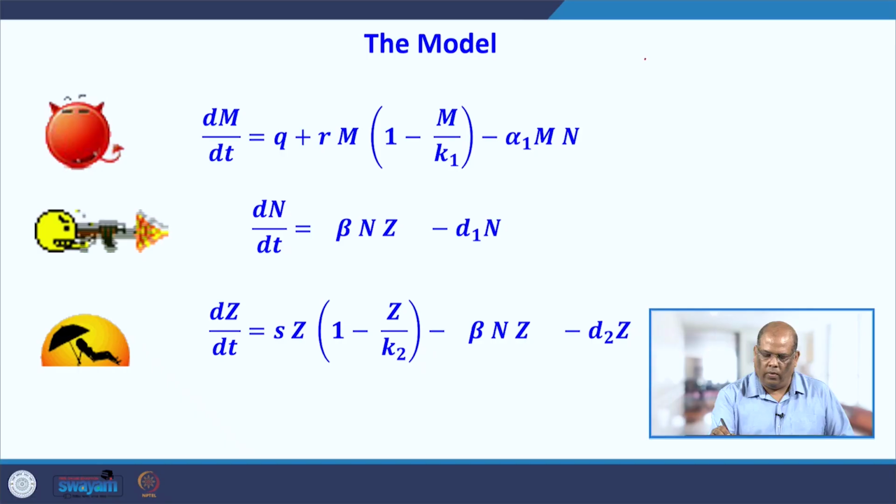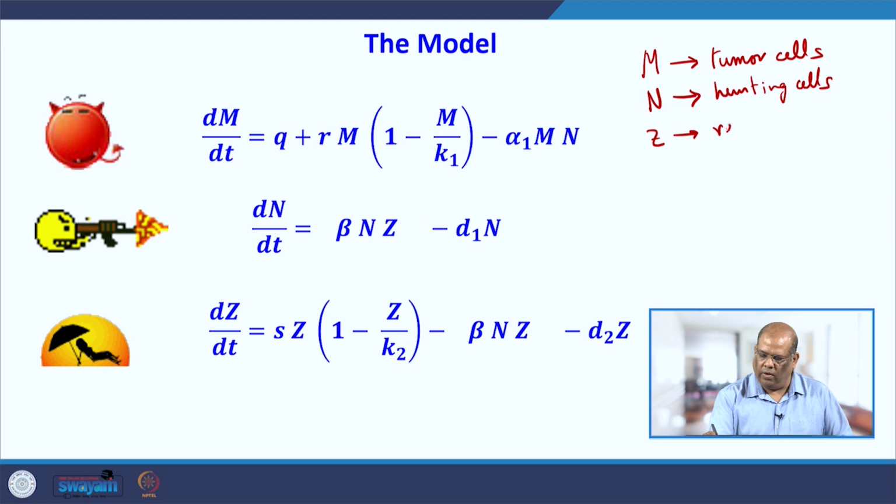So, here we take M to be the tumor cells, N to be the hunting cells, whose job is to kill the tumors, and Z to be the resting cells.